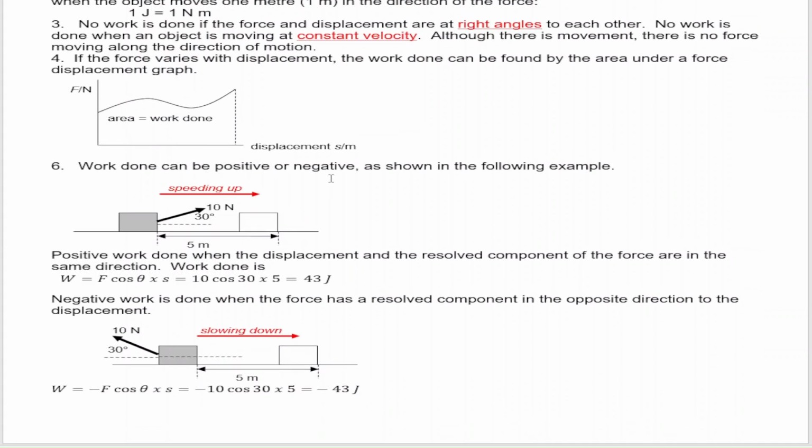Work can be positive or negative, as shown in the example here, that the distance moved is 5 meters to the right. The force that is being applied is 10 newtons at 30 degrees to the right as well. The object has to speed up. So if you resolve that, 10 cos 30 times 5, it's going to give you 43 joules, and it's going to be positive work because both the distance and the force are in the same direction.